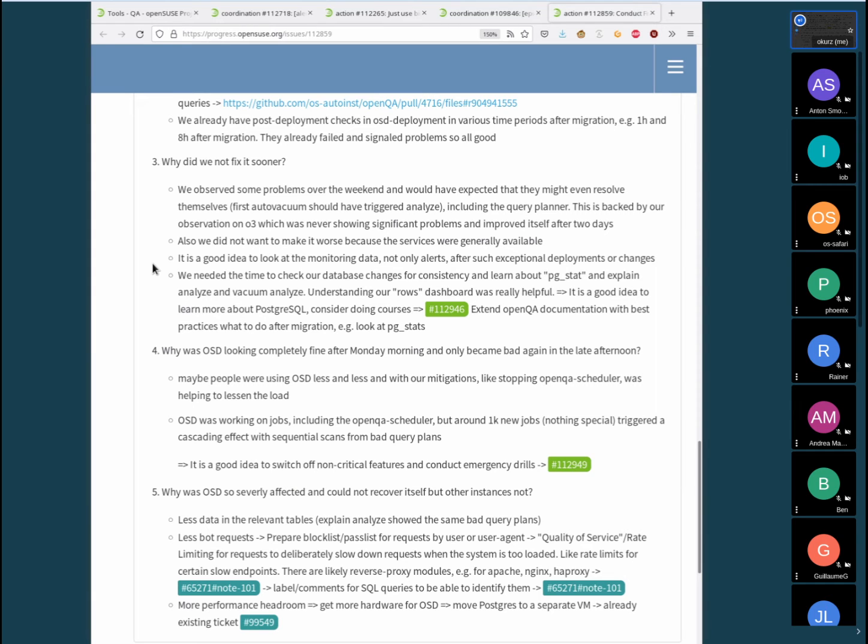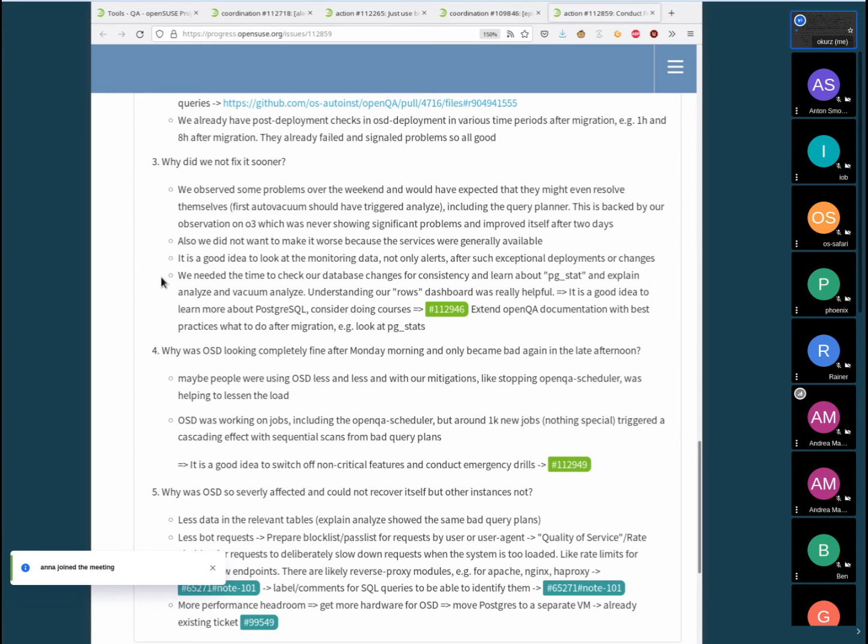But there is this quantitative analysis of data that we could have monitored a bit more closely after such a change. And of course, we needed the time to check our database changes for consistency. And we did learn new tooling while we were looking into the incidents. We learned about pgstat, explain analyze and vacuum analyze, which honestly I didn't know before.